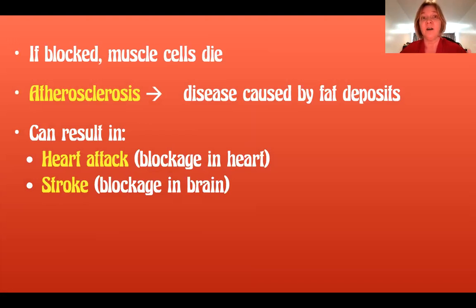So a couple of diseases that can occur, one is atherosclerosis. This is caused by fat deposits. If you eat a lot of fatty foods, specifically saturated fats like animal fats, you can get fat deposits on the walls of these arteries, which makes it harder for the blood to get through the artery. You just think about a clogged pipe.